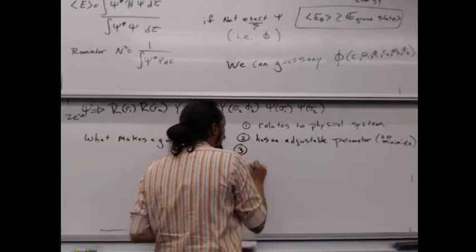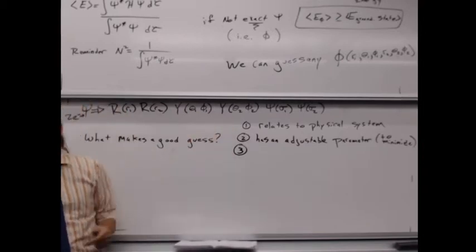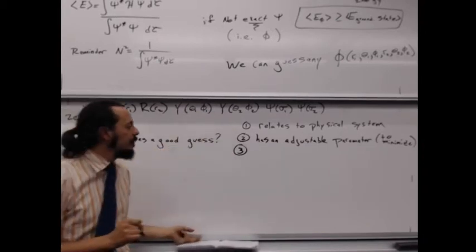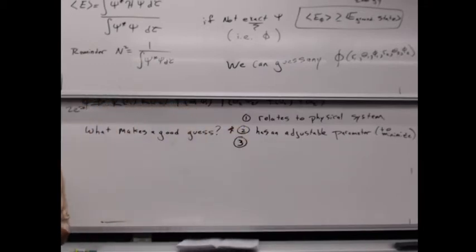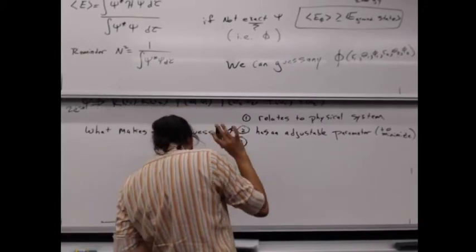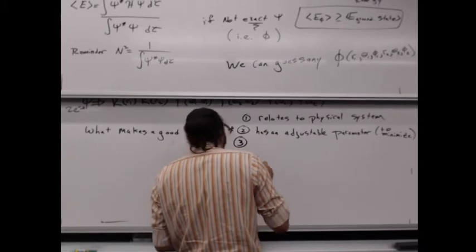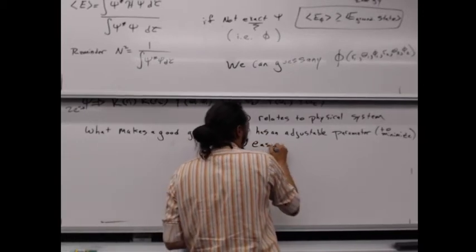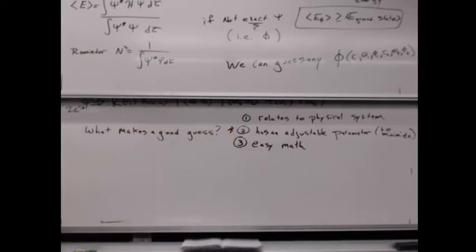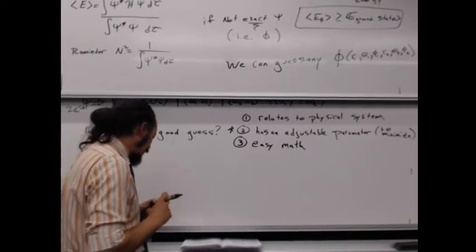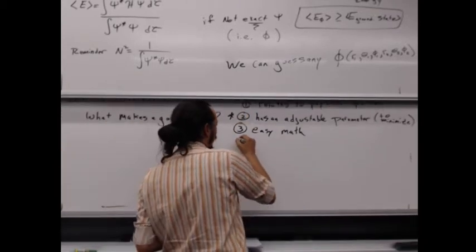This one is what pushes people away from the first one. So 2 is kind of necessary. 2 you have to have for the variation of parameters. Number 3 is what pushes people away from number 1. Easy math. Right? People like easy math. We'll talk about where that comes up in just a second.